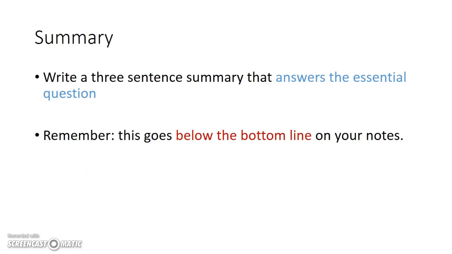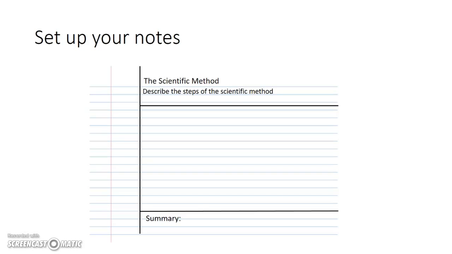And then for your summary, you want to write a 3-sentence summary that answers the essential question. And remember, this goes below the bottom line on your notes. And there's the setup of your notes again. So you're writing your questions over here and your summary at the bottom. And your main notes should have been in here. And that's it.